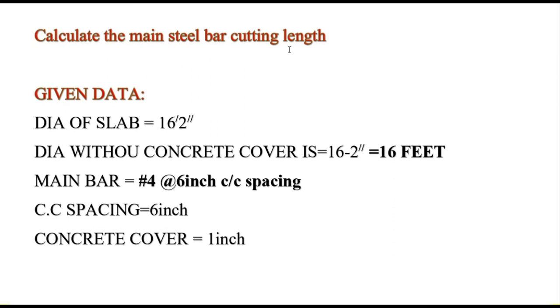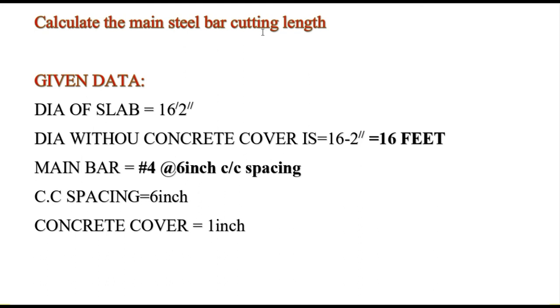Calculate the main steel bar cutting length. Here we will just calculate the main bar cutting length, and you know in a circular slab you will have the same cutting length for the main and the distribution bar, if they are both straight bars. Our dia of the slab is 16 feet 2 inch. So the dia without concrete cover from both sides is 16 feet 2 inch minus 2 inch. 1 inch is concrete cover, and from two sides it will be 2 inch. So our inside dia at the center is 16 feet. So our main bar, which is at the center of this slab, has a length of 16 feet.